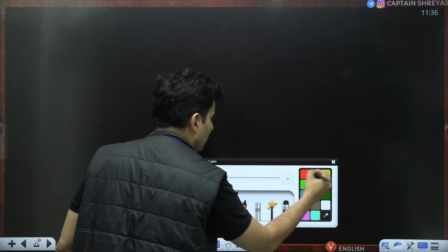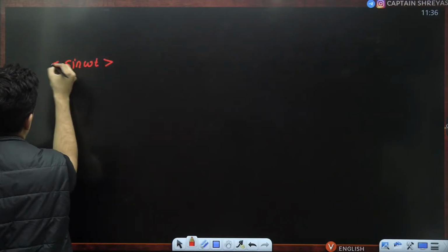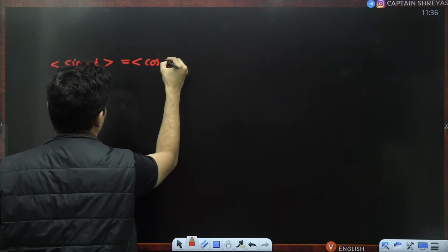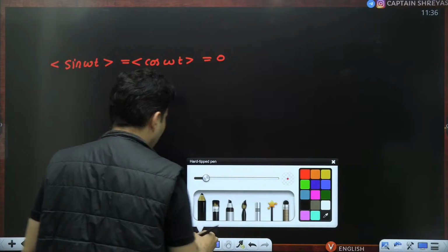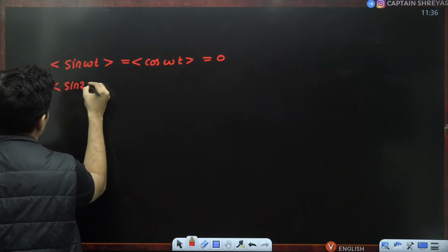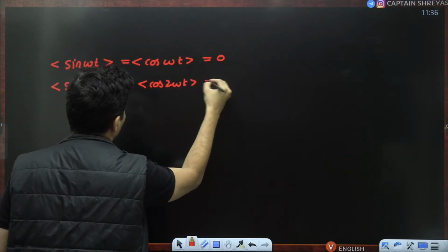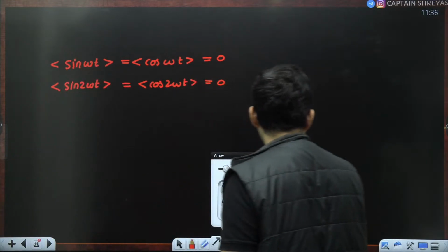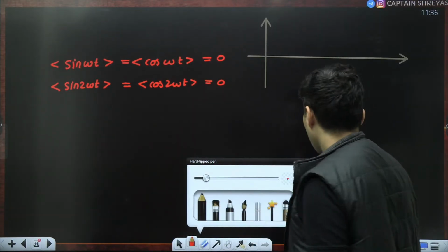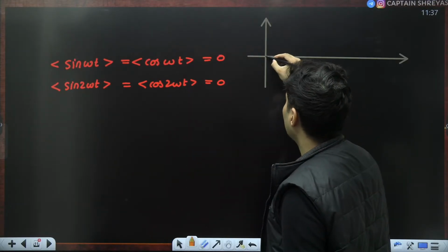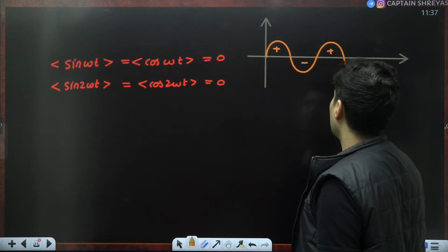See this clearly. Sine omega t average is the same as the average of cos omega t, which is 0. Whereas, if you even take sine 2 omega t or cos 2 omega t average, that is also 0. What is the reason for that? The reason is when you draw any of these graphs, the sine or cos omega t graph, the sine graph is like this. So, how much ever positive, that much negative.